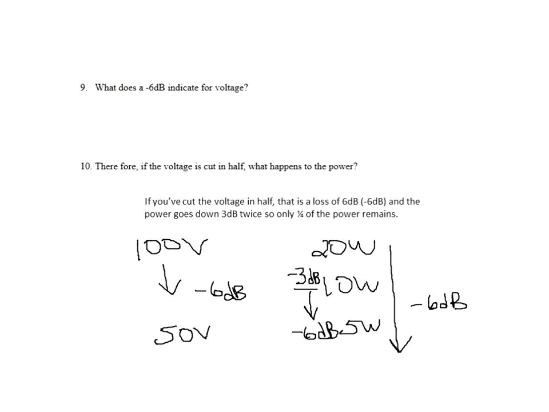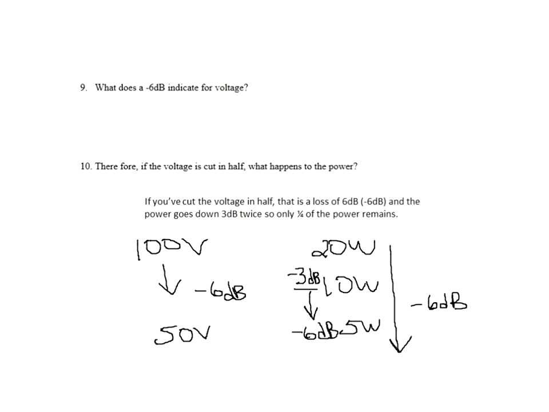So here's an important concept. Any time I go down 6 decibels, or have a 6 decibel loss, I'm cutting the voltage in half. But what does that do to the power? It makes you have only 1/4 of the power left, because 5 watts is only 1/4 of 20 in this example. All right, there you have it.